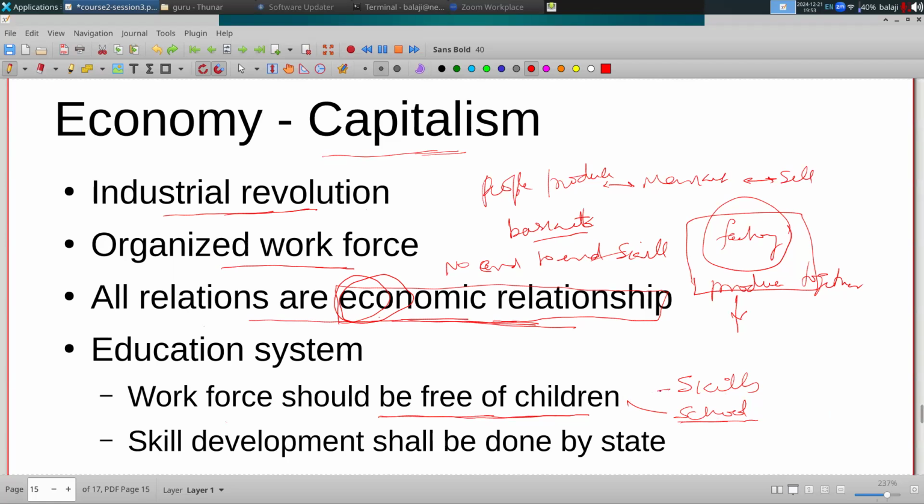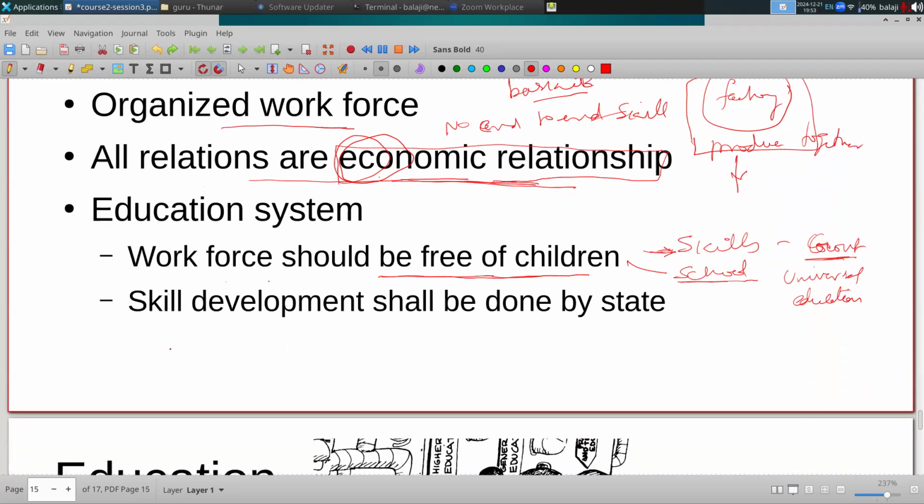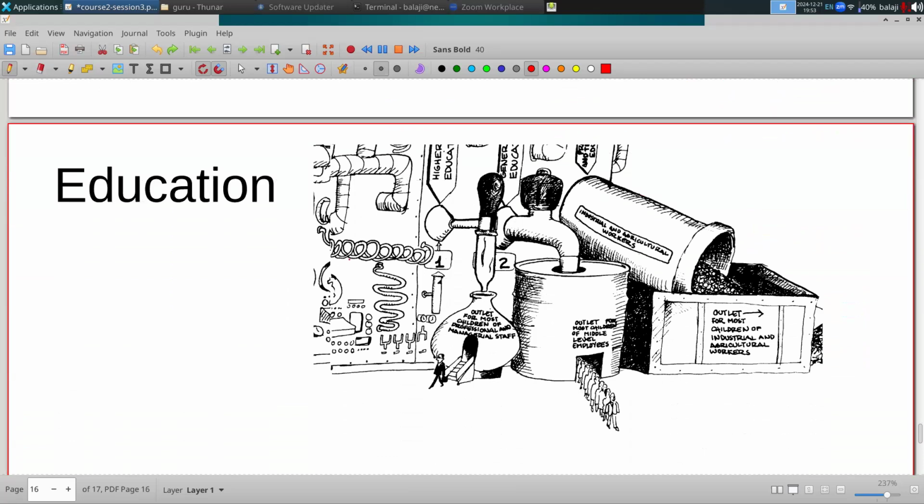Similarly, to operate these machines, you need skills. Who will impart this skill to the workforce? That is government. Instead of the business owners, government has to impart this skill to the workforce. That's why you have universal education. So skill development shall be done by the state. Our current system goes through this, and we have a factory system which puts kids together in different parts, and then you get a set of doctors, engineers, or carpenters, etc. So if you see, the current education system is perfectly aligned to the current economics, right?